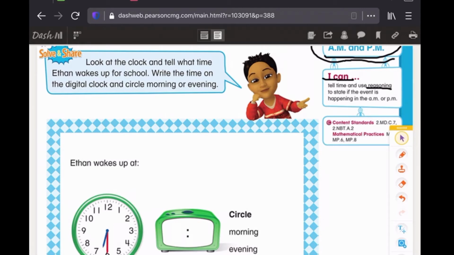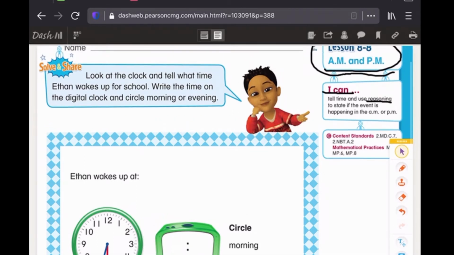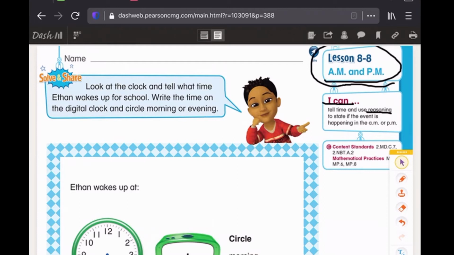Let's take a look at the blue dialog box on Solve and Share. Look at the clock and tell what time Ethan wakes up for school. Write the time on the digital clock and circle morning or evening.